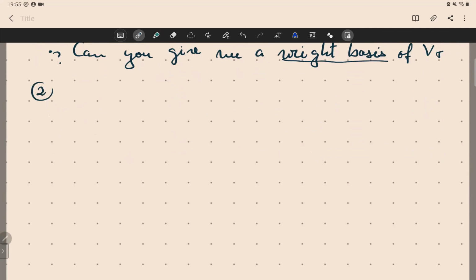Okay, so now I want to talk a bit about representations of the symmetric group S_D, which is what is going to help us answer our question.